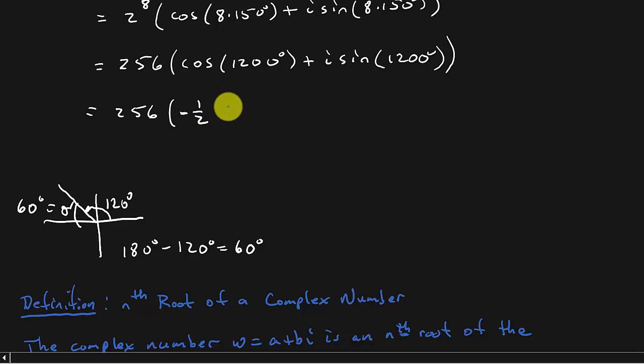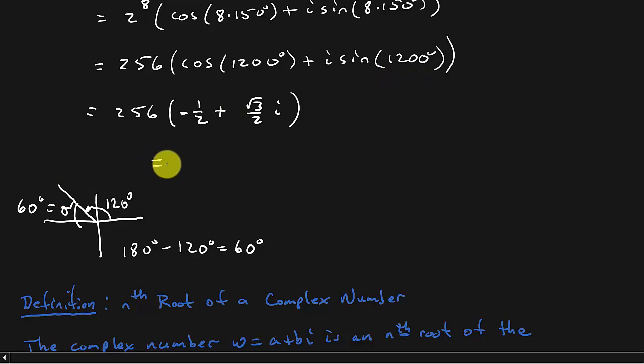You should already know how to do this. This was done back earlier in the trig course. Plus, and then the sine of 60, that's what? Square root of 3 over 2 times i. I'm in the second quadrant. Sine is positive, so it's positive. And so the sine of 1200 is square root of 3 over 2.